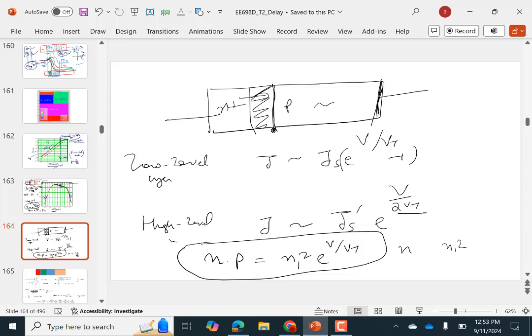But if it's very high level injection, the P that is injected is much larger than, let's say, the background doping. Then P and N become comparable, because delta P is always equal to delta N. Because it's neutral, delta P is always equal to delta N. Now, what we are saying is this delta P is much larger than Na.